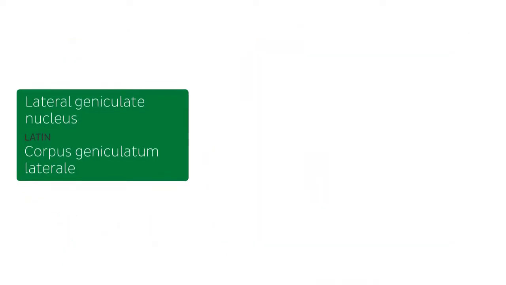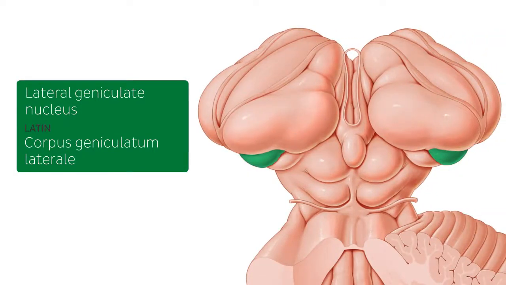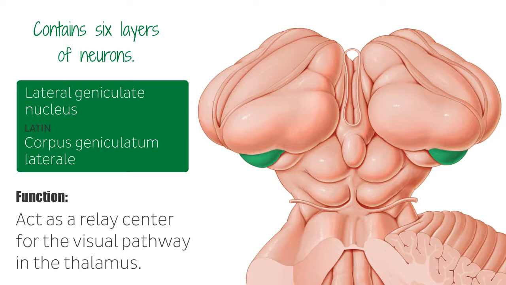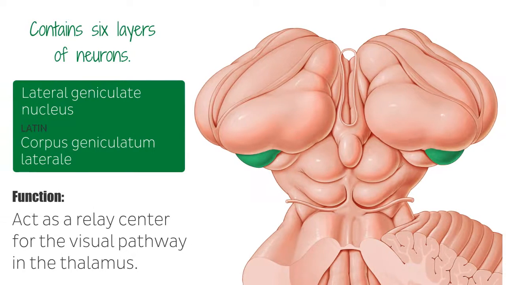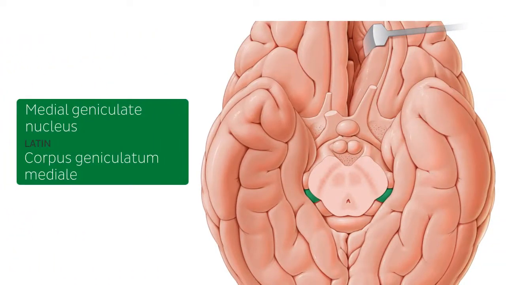And you can also see it here from this view of the thalamus and brainstem. This small ovoid nucleus contains 6 layers of neurons. The main function of the lateral geniculate nucleus is to act as a relay center for the visual pathway in the thalamus. There is also here what you see now known as the medial geniculate nucleus.